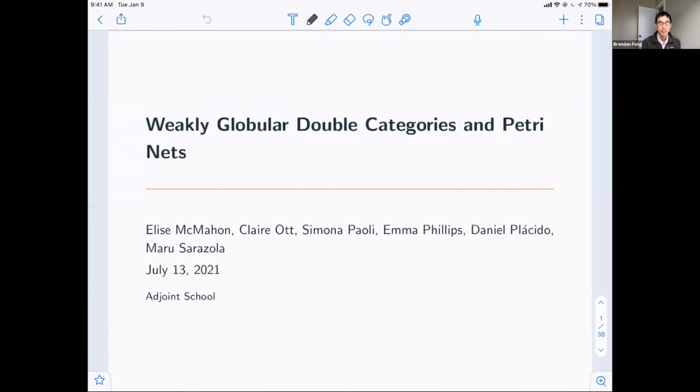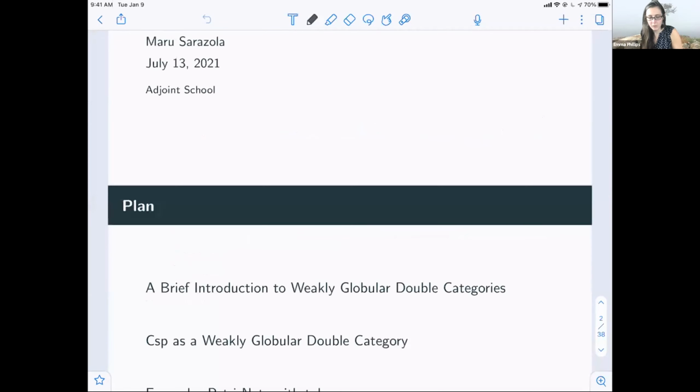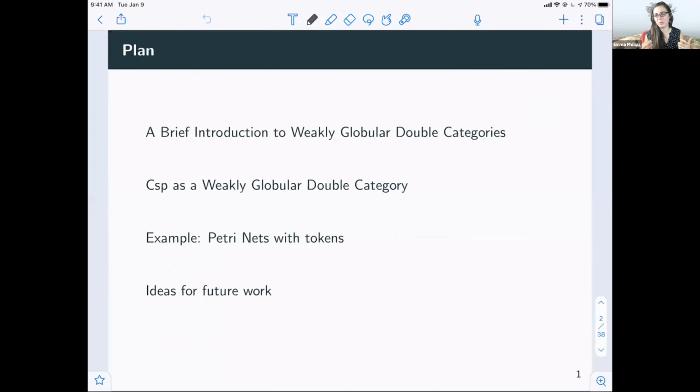Great. Okay, so we're going to talk about a couple of different projects that we've worked on in the past week. And we're going to start just by introducing what weakly globular double categories are in general, and then talk about some ways that we've tried to use them in applications.